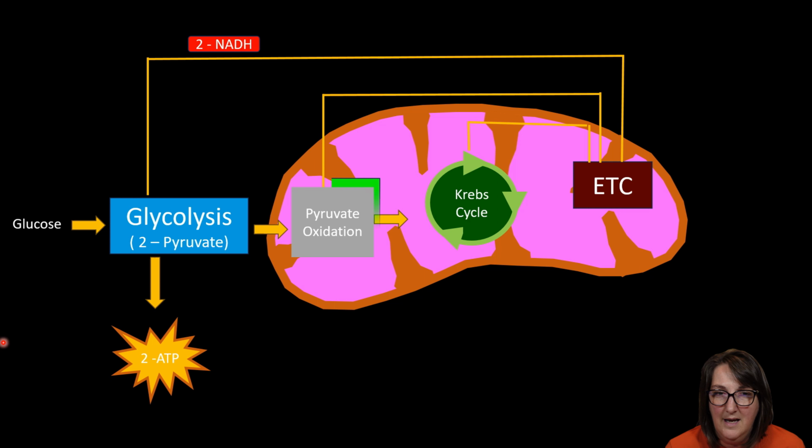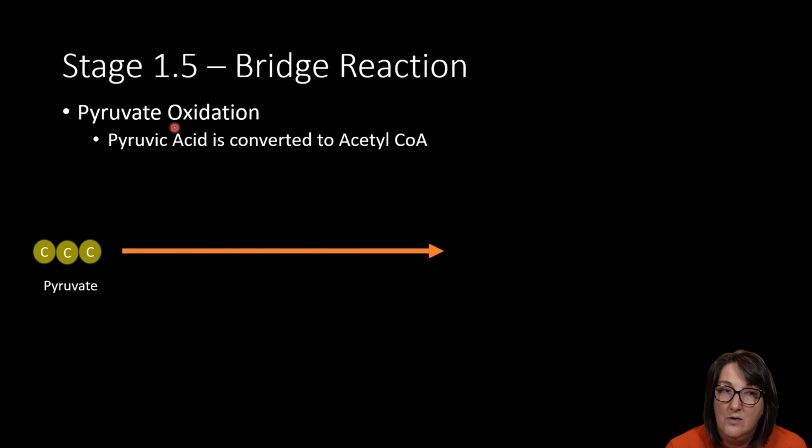All right, next step is pyruvate oxidation. So this is going to head into the mitochondria. So now I'm going to start working inside the mitochondria. So this is what they call the 1.5 bridge, or like the half step. And this is pyruvate oxidation. Remember, when something's oxidated, what is happening? You're losing electrons. Leo the lion says grr. Okay, so I'm losing electrons. So pyruvic acid is going to be converted into what's called acetyl-CoA.